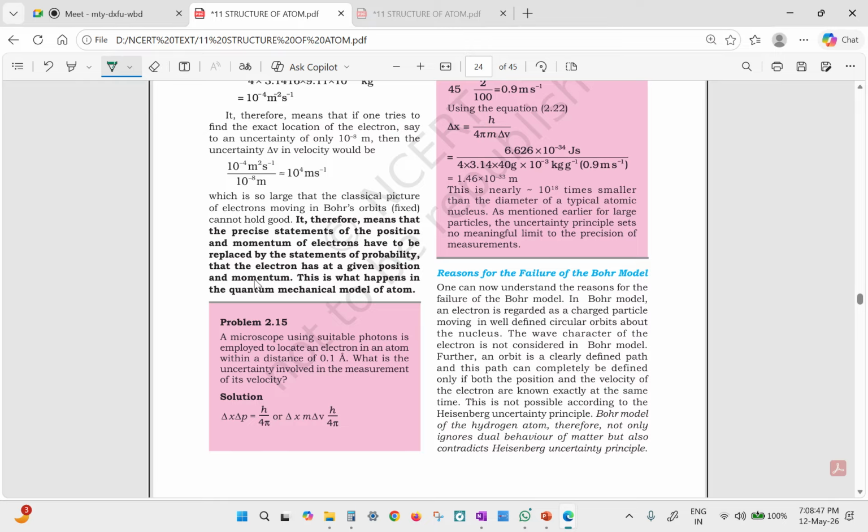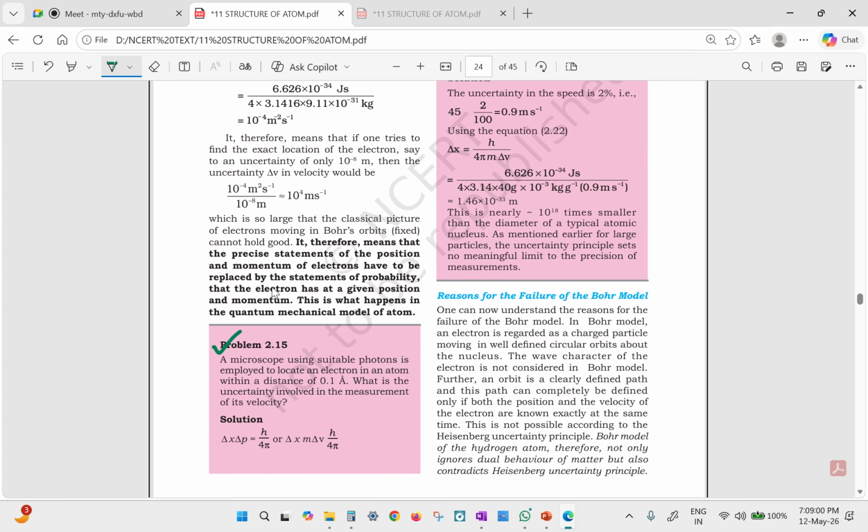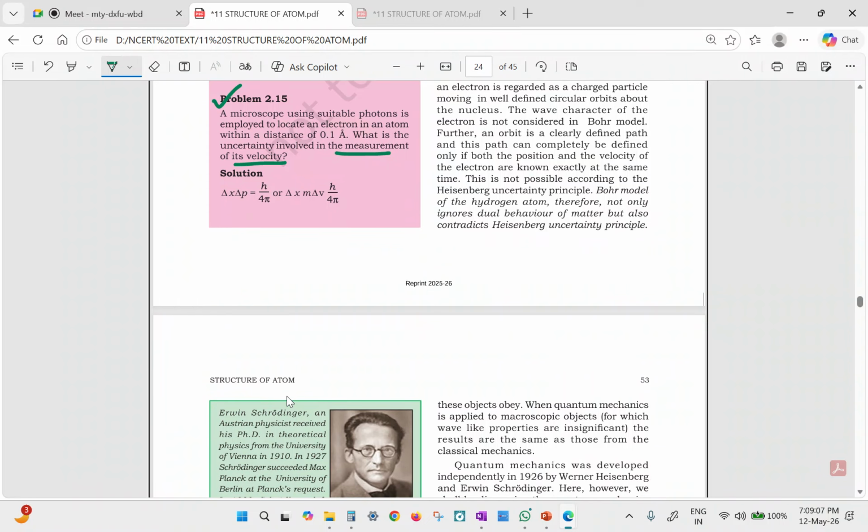Yes, Ganika? Okay, Ganika, then do these problems: 2.15, 2.16, read from the text. It's about the uncertainty in the position. It's about the uncertainty involved in the measurement of velocity. So do these. Okay, read this also.